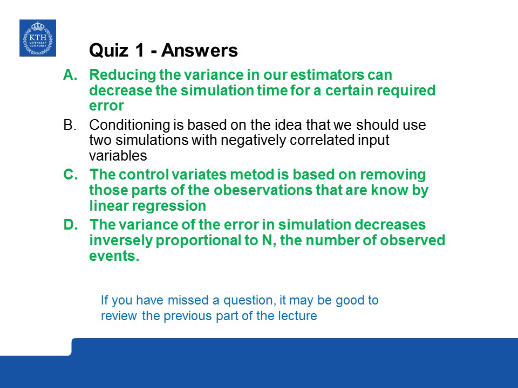And D is also correct. The variance of the error of simulation decreases inversely proportional to n, the number of observed events, not necessarily the number of simulations that you perform. And if you have missed a question here, I think it's a good idea to review some of the previous parts of this lecture.